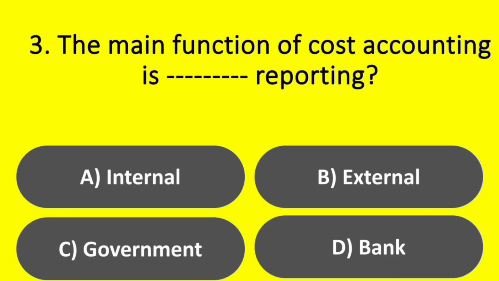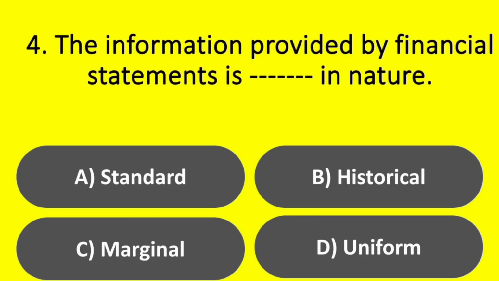Question. The main function of cost accounting is dash reporting. Option A, Internal; option B, External; option C, Government; option D, Bank. Answer: option A, Internal.